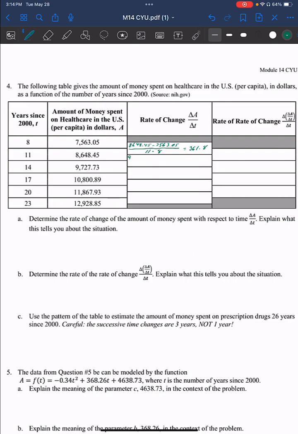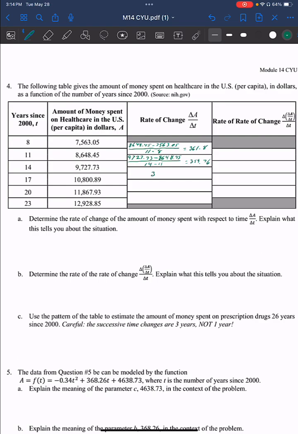And so the next one, 9,727.73 minus 8648.45 divided by 14 minus 11 gives us a result of 359.76. I continue doing that same operation, finding the change in outputs divided by the change in the inputs for each one of the data point pairs.